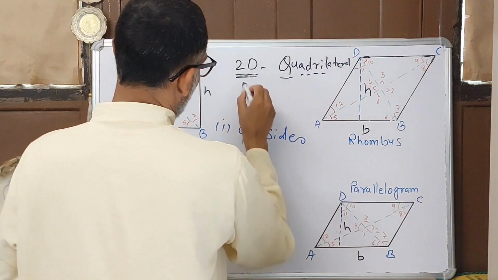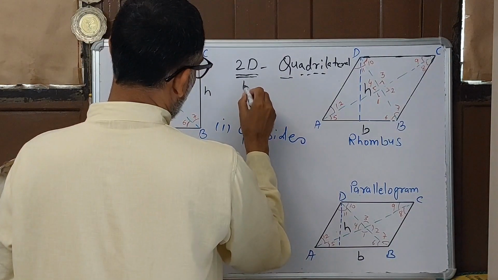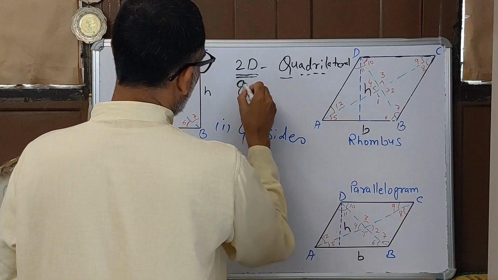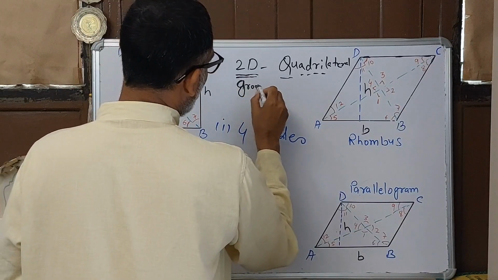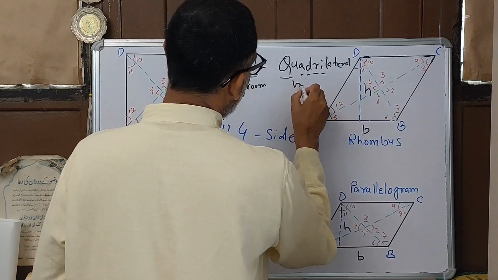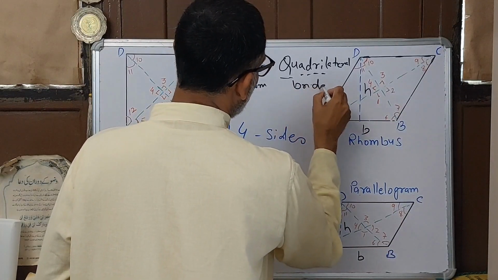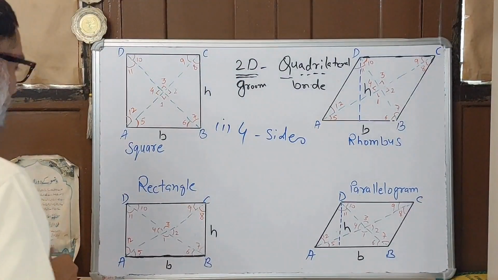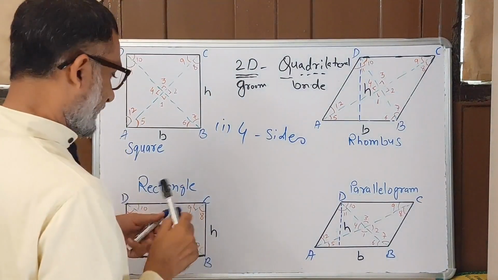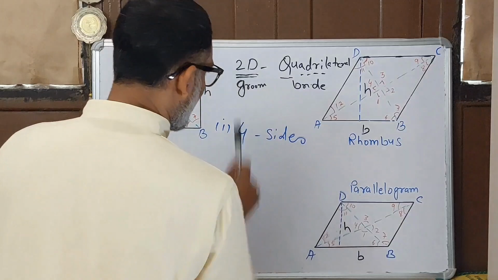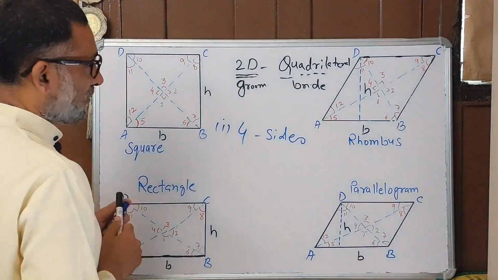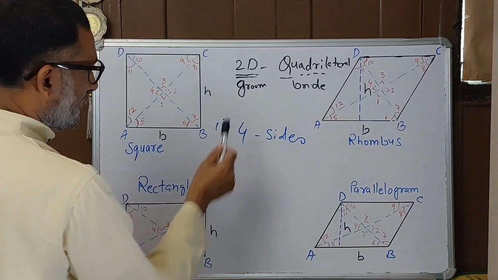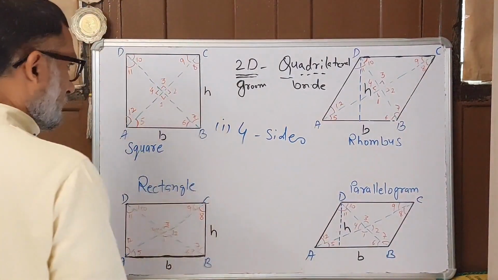You can say this is the groom and this is the bride, but not making pride. So both characteristics are here; also quadrilateral. They all have 4 sides, and from the groom 2D, they also all have 2D shapes.